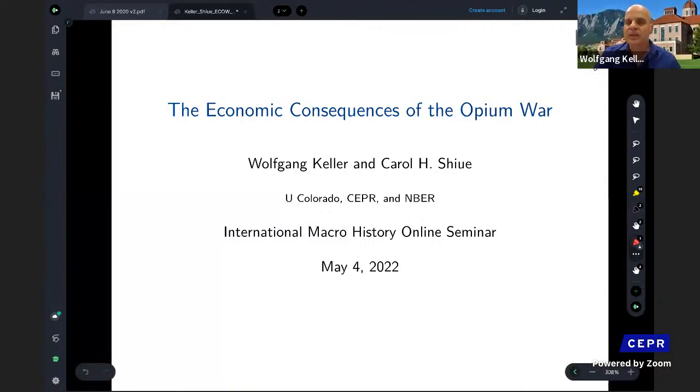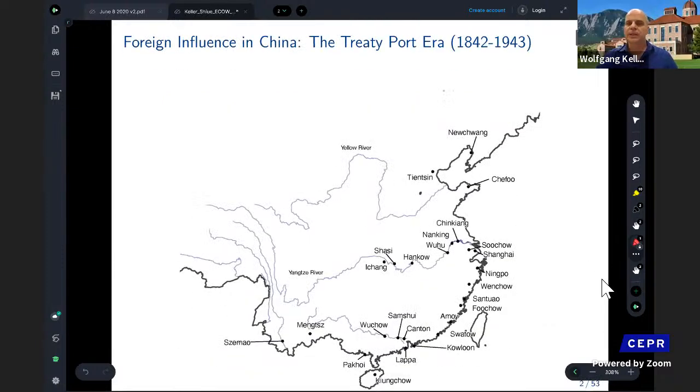And yes, so this is joint work with Carol Shui. And we're going to go to 19th century China. Here is the map of China with the points of foreign influence during this period. As you can see, there are locations along the coast as well as along the major rivers, some of them also a bit more inland.